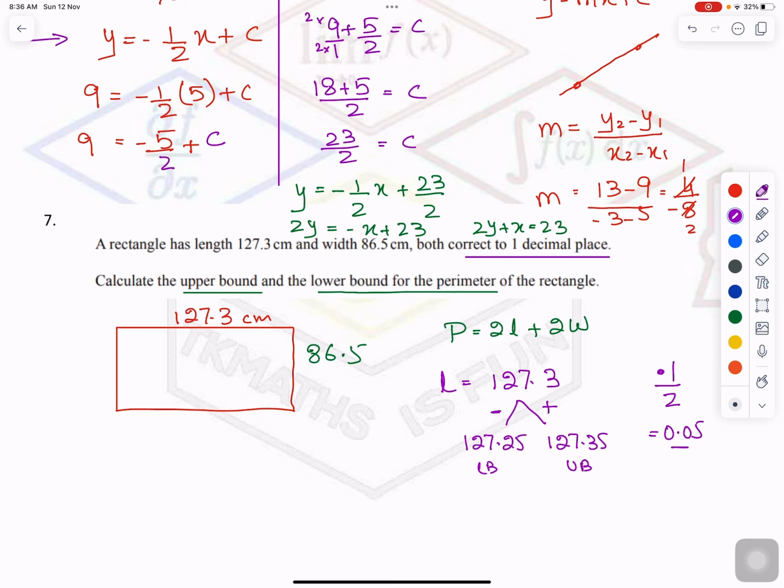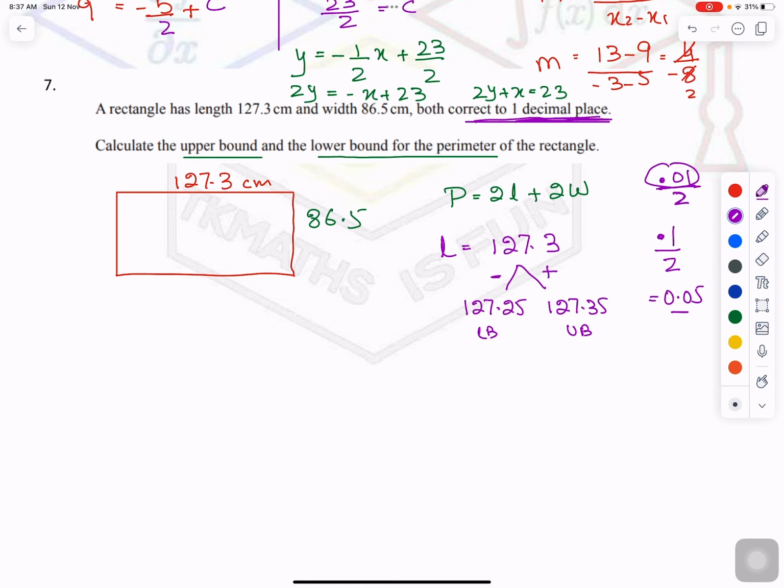Now let me tell you the reason why we divide it by 2 here. If the question was saying correct it to 2 decimal places, for example, depending on the question, then you will do 0.01 divided by 2. So whatever is here, depending on that, you always divide it by 2 to get your addition and subtraction for the upper or lower bound. In this case, it was 1 decimal place. So I have written 0.1 divided by 2. I got 0.05. I added and subtracted.